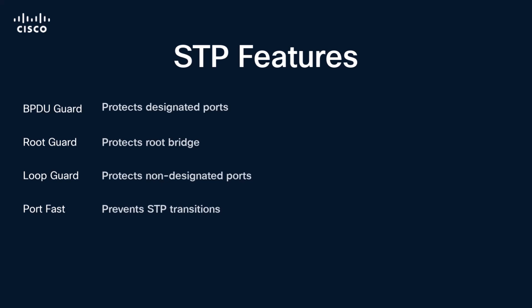Root Guard. This feature is necessary to protect our root bridge. When you enable this feature, even if a superior BPDU is received on the interface, the switch does not accept the new switch as the root bridge, and the interface is disabled.